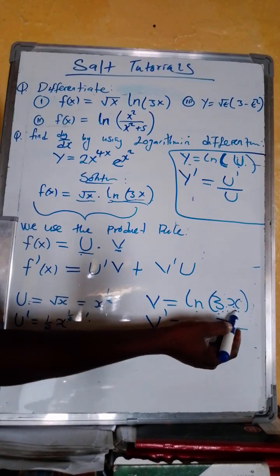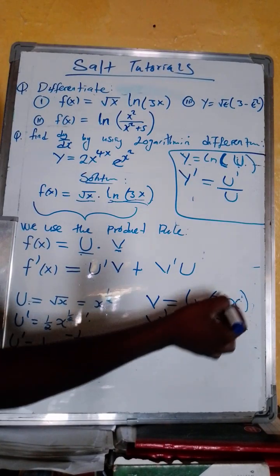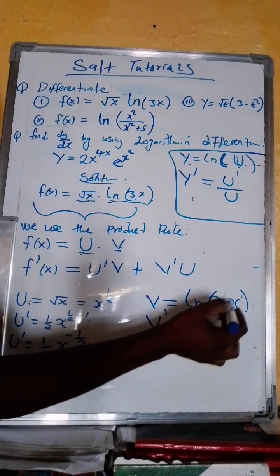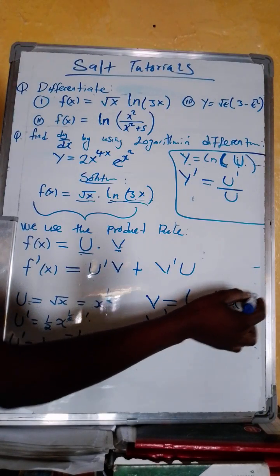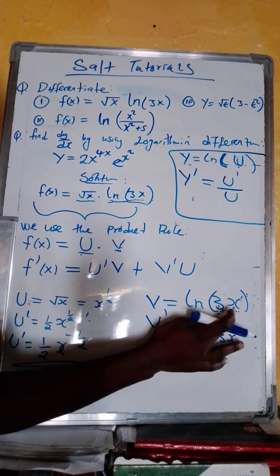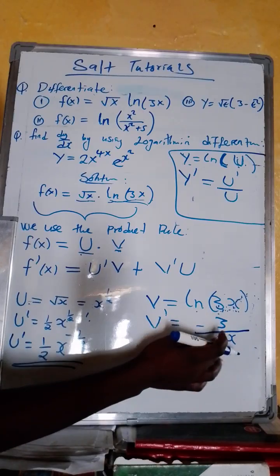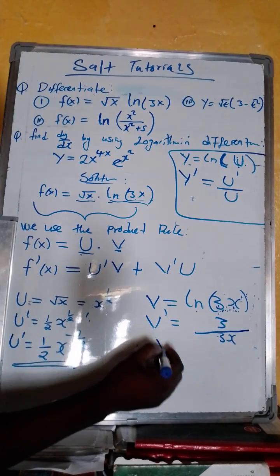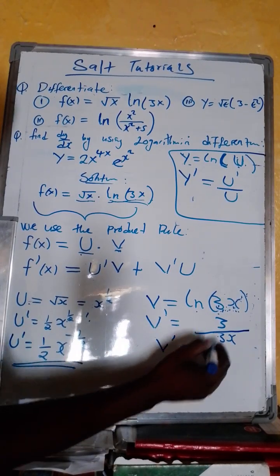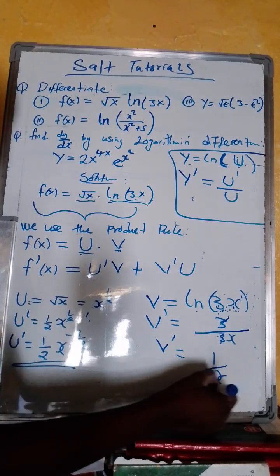So in this case, we have natural log of 3x. We differentiate the inside, the derivative of 3x. This is power 1 here. 1 drops down, it will still be 3 times x to the power 1 minus 1. 1 minus 1 is 0. X power 0 is 1. No wonder we just have a 3 on the numerator here. So 3 over 3x, so v prime becomes 1 over x.